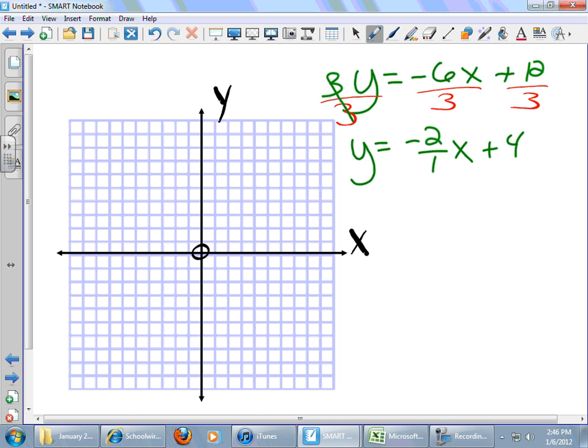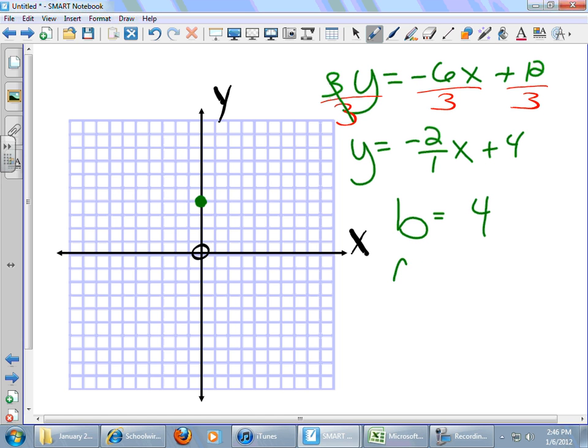Now some of you are thinking, shouldn't I have just put negative 2 there? I could, but remember for slope, I really like to have a fraction. Now that I've done that, this is a cake problem. B is positive 4. I go to the y-axis and I count up 1, 2, 3, 4.